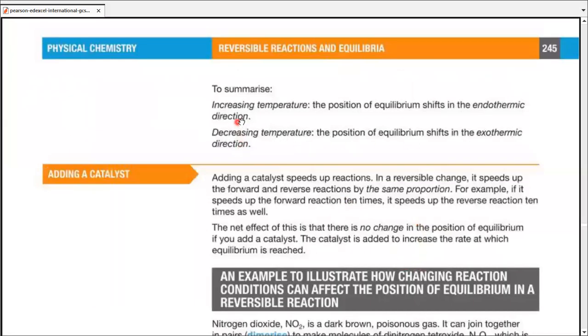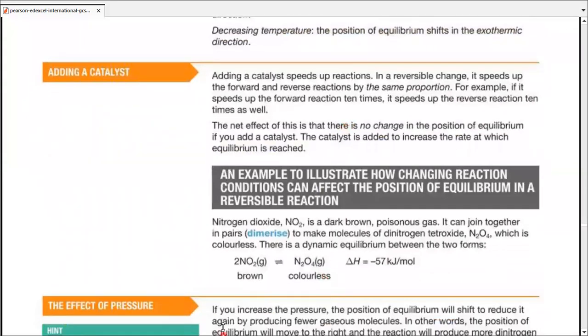All right. So to summarize, increasing temperature, the position of equilibrium shifts in the endothermic direction. Decreasing temperature, the position of equilibrium shifts in the exothermic direction. I hope that makes sense.